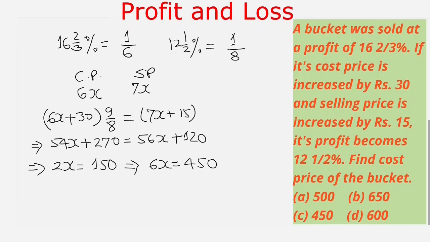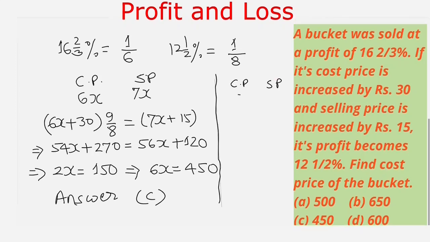Thus the cost price of the bucket is rupees 450, and from the given options our answer is option C, rupees 450. Now we can solve it by shortcut method, which is cross multiplication method. If CP (cost price) is 6, then selling price is 6 plus 1 is 7, and later on the profit becomes 12.5%, which is 1 upon 8.